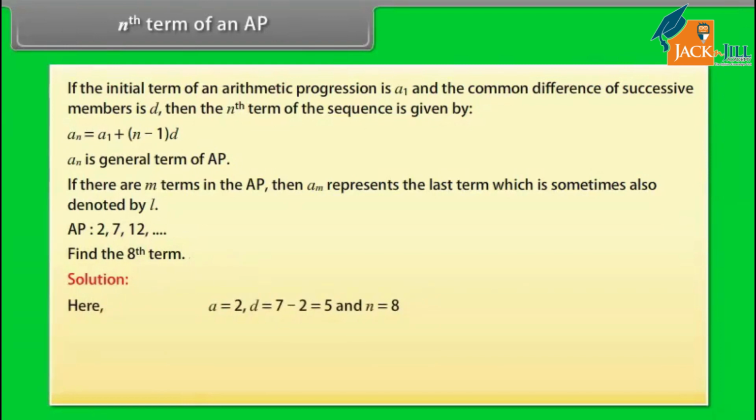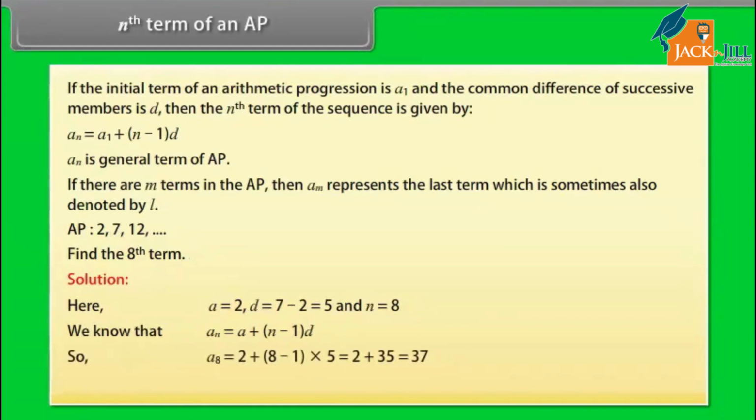Now by using the formula of the nth term, let's find the 8th term of the given AP. Here A is equal to 2, D is equal to 7 minus 2, which is 5, and n is equal to 8. We know that An is equal to A plus (n minus 1) D. So, A8 is equal to 2 plus (8 minus 1) into 5, which is equal to 2 plus 35, which equals 37. Therefore, the 8th term of the given AP is 37.